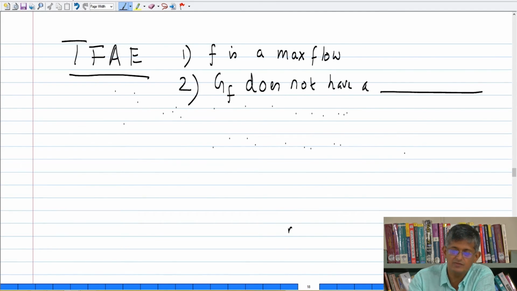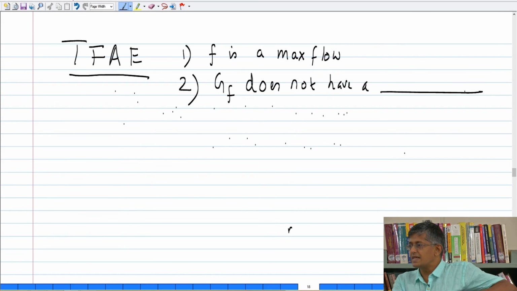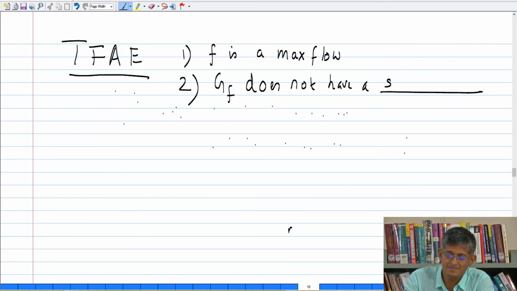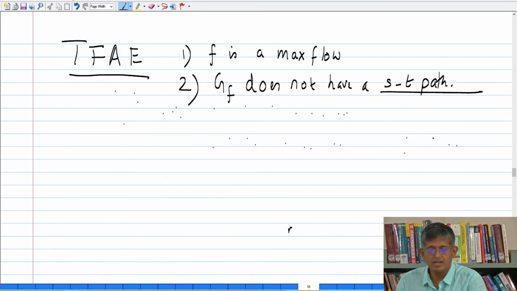Can somebody complete this for me? If F is a max flow in the given network G, no, the residual network is GF, there is no ST path, super. Yeah, all of you are right. GF does not have an ST path, because if there is an ST path, you can increase the value of the flow.